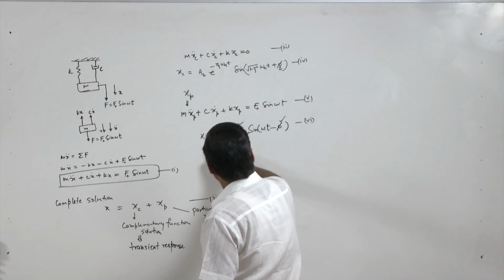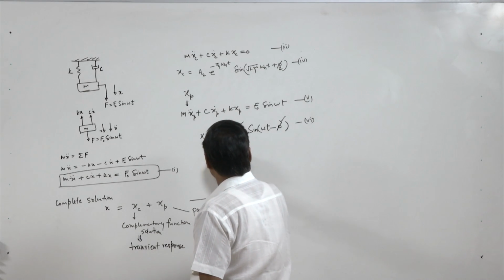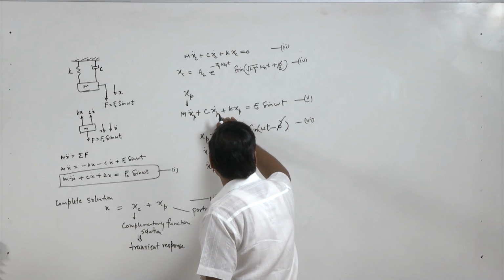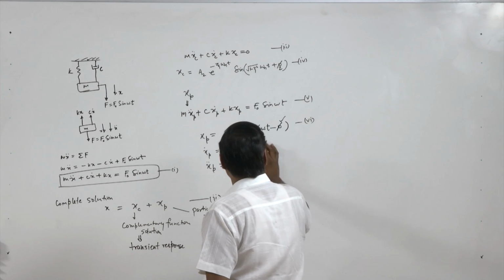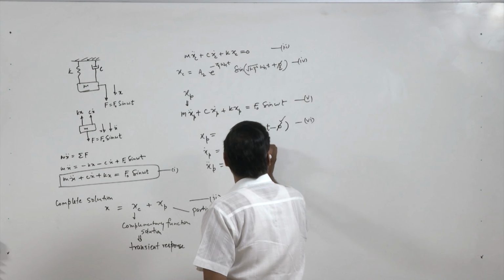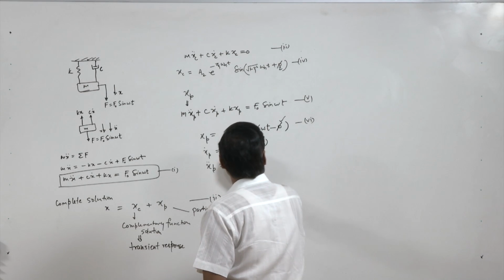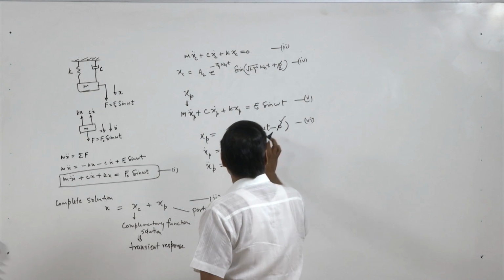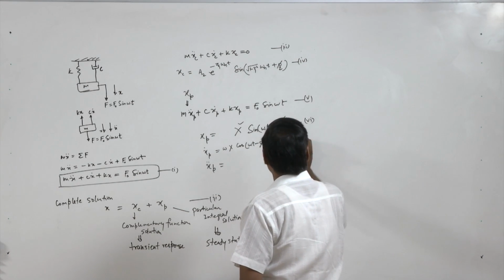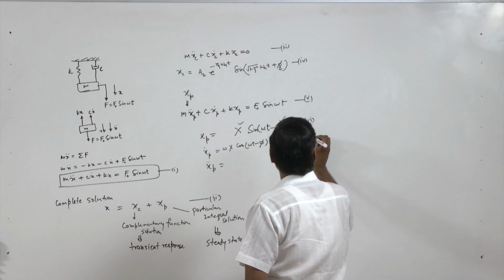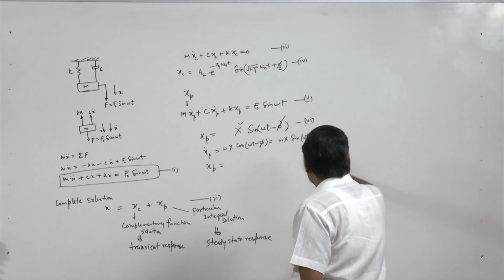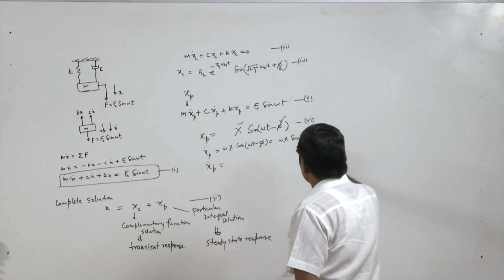Now we have xp; we calculate xp dot and xp double dot, and we put these values in equation 5. So xp dot equals x cos of omega t minus phi into omega, because here is omega. We can also write this as omega x sin of omega t minus phi plus pi by 2, because sin of theta plus pi by 2 is cos theta.